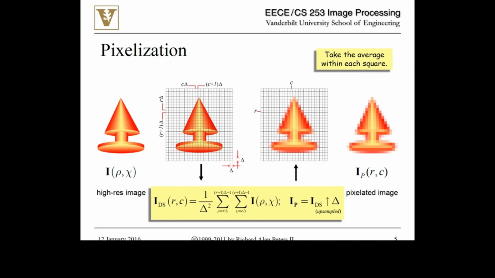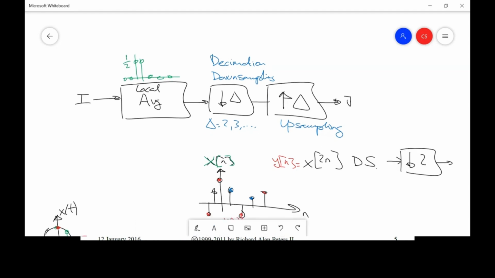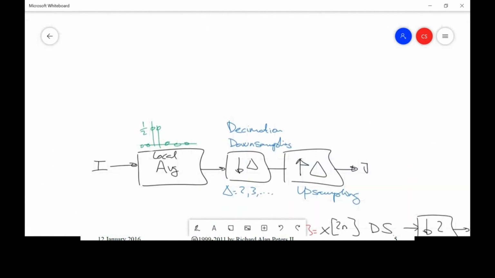So when we go to the downsample image, what we are doing is you take all the original image, you take a region around that point, and then you compute the average. That is exactly this. So you take the average, and then you take a sample every 2 or n or delta samples in both directions. So let's look at the expression here.